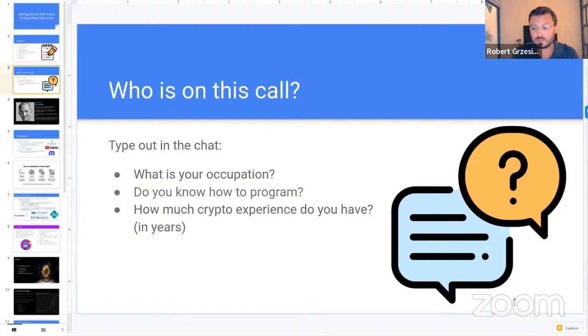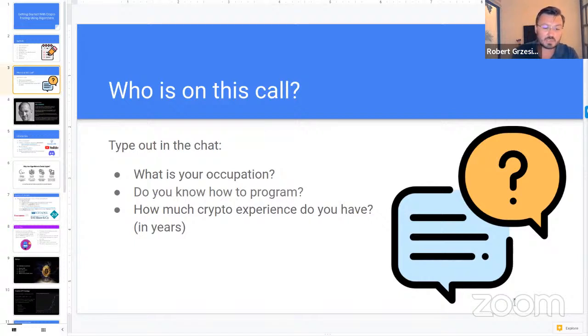Do I know how to program? Yes, I know how to program. I've been coding for over 20 years now, not to date myself too much, but I started when I was like 12 years old. So I've been coding for a very long time. Name a programming language, I've probably done it. C++, C, Ruby on Rails, JavaScript, Java, name a language, I've probably done it.